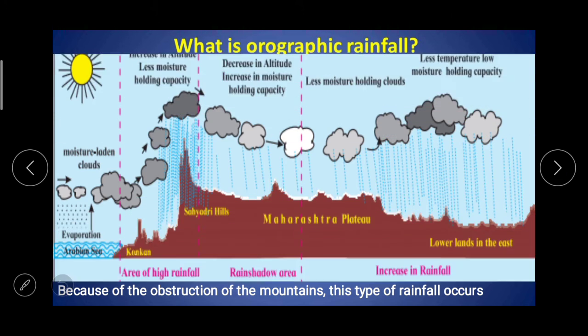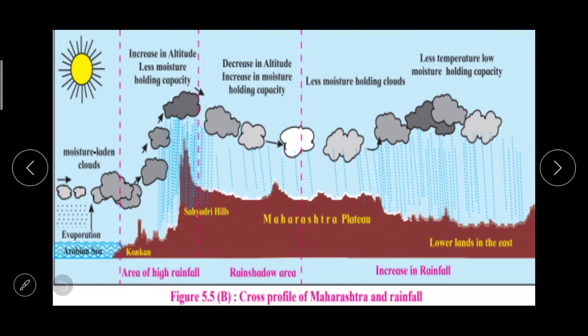Then to understand this in detail, figure 5.5 is given in our textbook, which is of cross profile of Maharashtra and rainfall. Based on this, questions are also given. So if you observe this figure very carefully, you can answer the questions. What type of rainfall occurs in Maharashtra? Where will the rain shadow area lie in Maharashtra? Considering the figure estimate, the rainfall of your district, discuss. So you observe this and try to answer the questions.